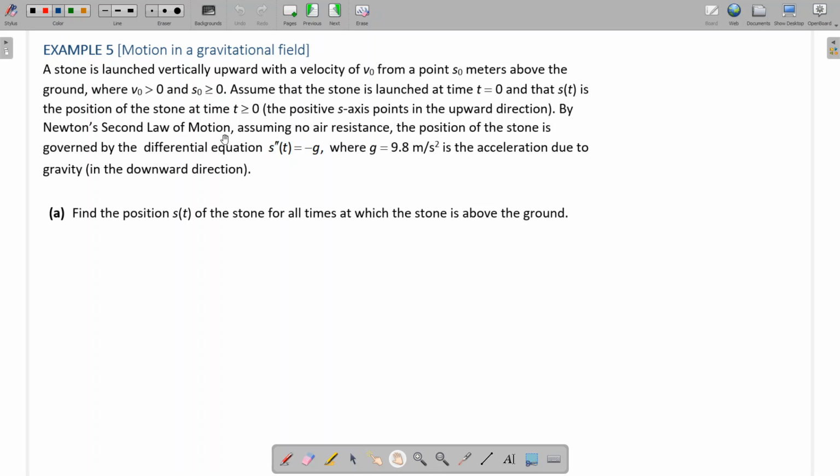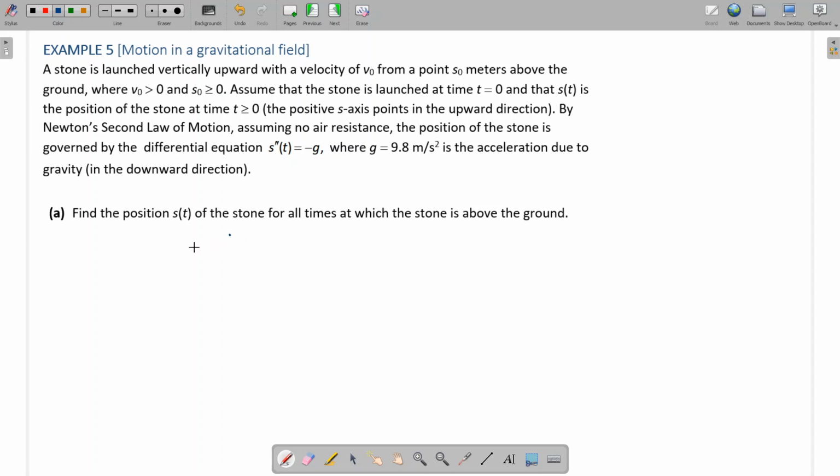By Newton's second law of motion, assuming that there is no air resistance, the position of the stone is governed by the differential equation s double prime of t equals negative g, where g is the gravitational acceleration constant. So that is a differential equation, because you have an equation involving one or more of the derivatives of a function. We're going to start by finding the position function for the stone at all times t when it's above the ground. So to do that, we're going to do antiderivative, obviously.